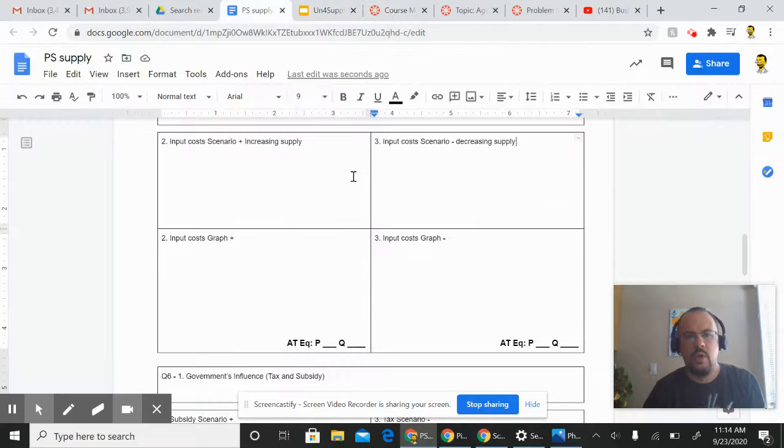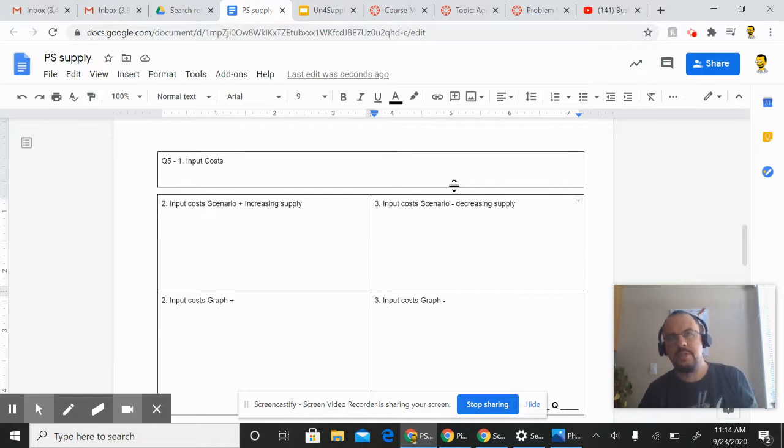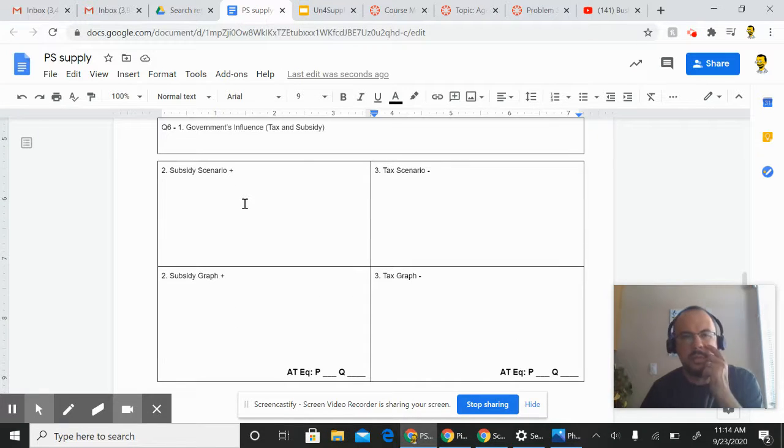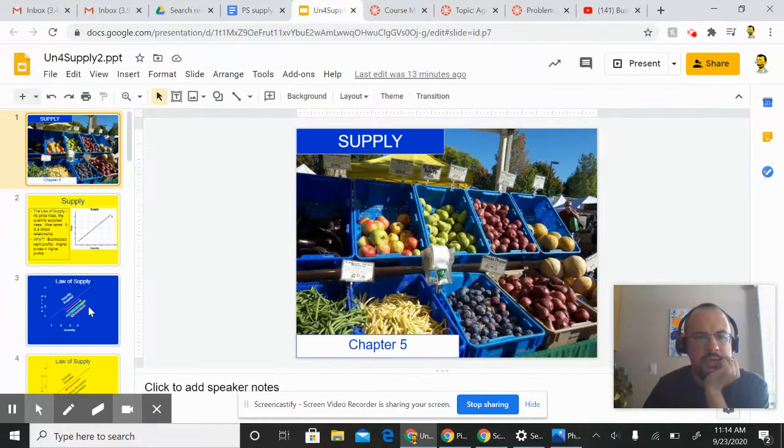Okay, so if input costs are your cost of production. If I make cheeseburgers, for example, and I have to buy meat, if the price of meat were to increase, then I would decrease my supply of cheeseburgers. Okay. Now in some classes we started subsidies and taxes. I have those here.